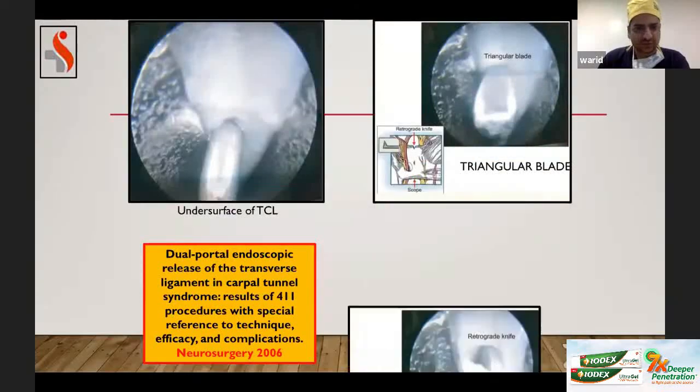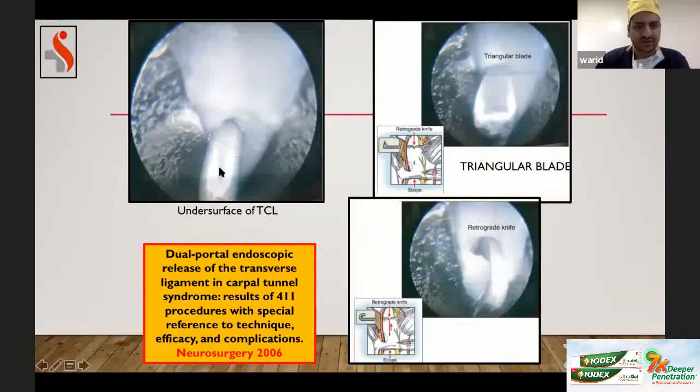These are a few pictures of the endoscopic release. This is the under surface. The blade is a triangular kind of blade, and in a retrograde manner you insert it, you watch it on the screen, you press that button, the blade will come out, and in the retrograde manner you can cut the transverse carpal ligament from its under surface. The only problem is that when you are reaching near the skin, when you're removing the knife, you have to be careful. Sometimes you cut the skin there, you can damage it. So when you're almost exiting the wound, you have to be a little careful about changing the angle of the blade.